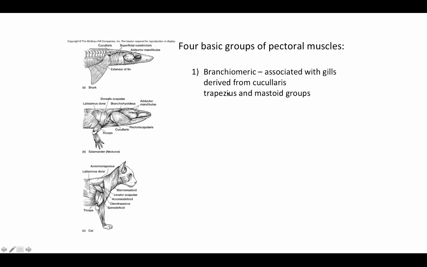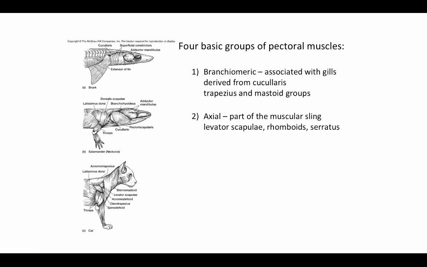So the trapezius are those superficial muscles along the back that kind of drape over all the other muscles that you saw in your cat. The mastoid groups you didn't see, they're primarily muscles of the neck that we skipped over in lab, and those are also derived from these branchiomeric muscles.